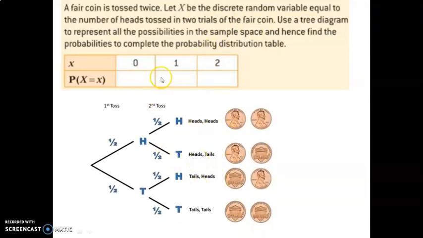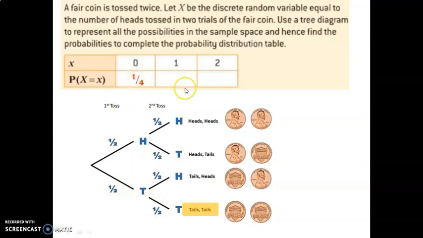Now we're going to fill this probability distribution table. Again, x represents the number of heads, so this means 0 heads, 1 head, 2 heads. So what's the probability of getting 0 heads? Where is that path on here that shows 0 heads? Well, the 0 heads path is the one on the bottom because it leads to 2 tails, right? 2 tails means 0 heads have occurred. So what's the probability along that path? Well, if you multiply a half by half, you get 1/4.